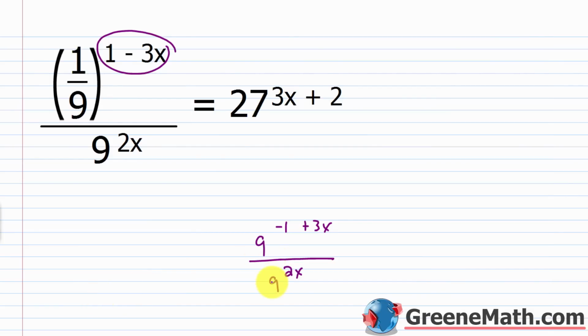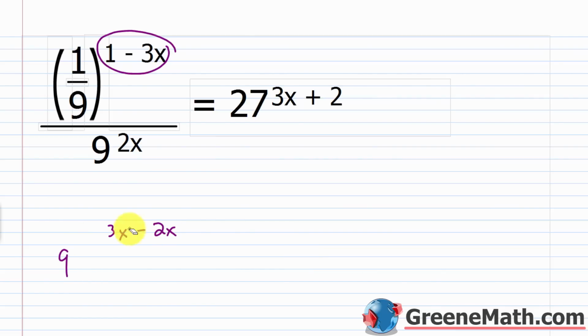If we're dividing and we have the same base, the rule is we can take the exponent in the numerator and we can subtract away the exponent in the denominator. So essentially I could say this is 9 raised to the power of negative 1 plus 3x. And then we're subtracting away 2x. So let's erase this. 3x minus 2x is x. So essentially I could say I have x minus 1 as my exponent. So this is 9 raised to the power of x minus 1. So this equals 27 raised to the power of 3x plus 2.